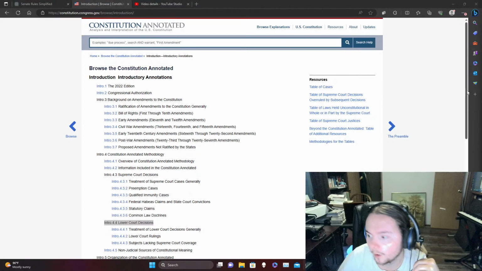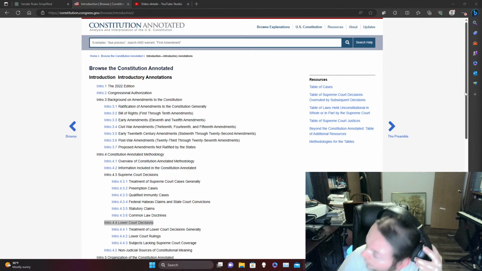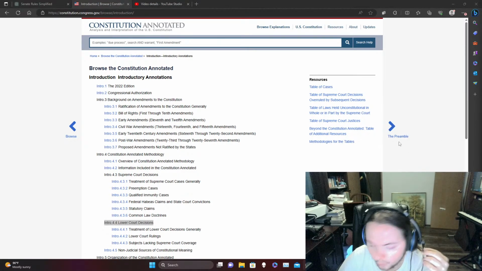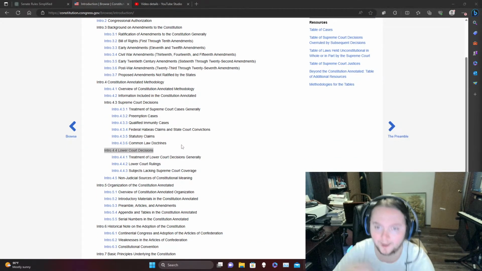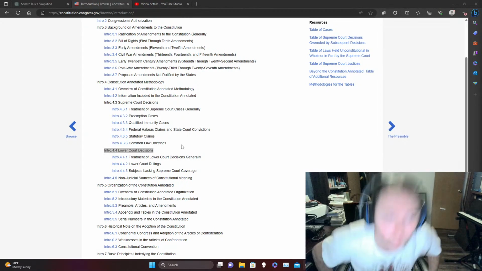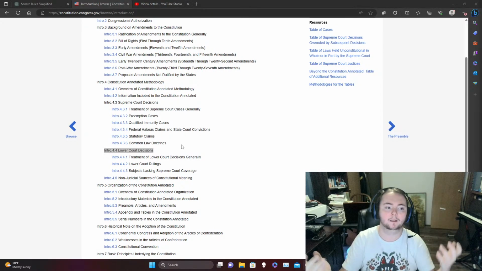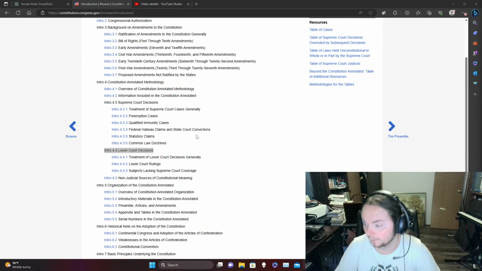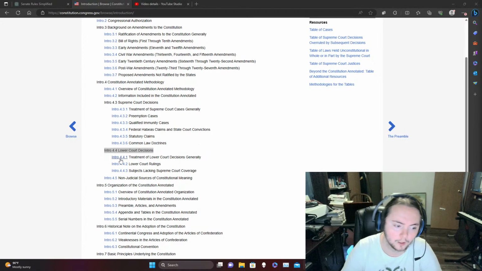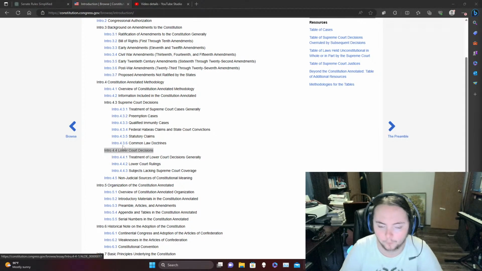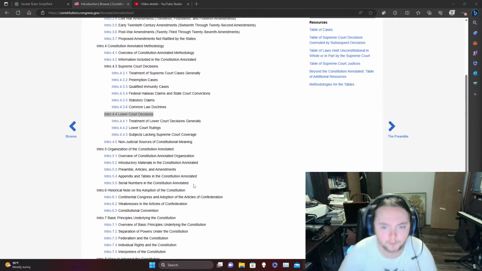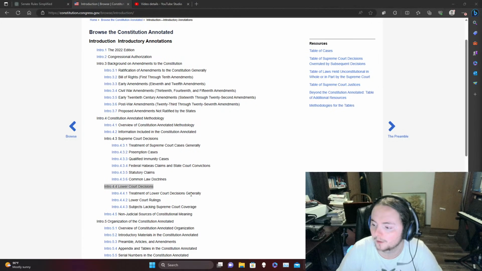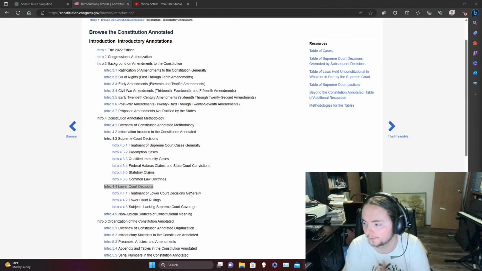And then we are over here in the Constitution Annotated Methodology section. And we are in the lower court decisions, so it's teaching us how the lower court decisions are handled as far as how they appear in this Constitution Annotated moving forward. So it's just a neat little way of telling us what to look forward to. So we're working our way through the introductory materials because they wouldn't have put them here if they didn't want us to understand this stuff before moving forward.